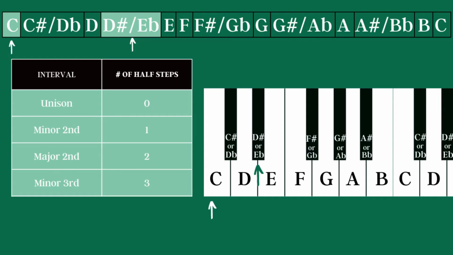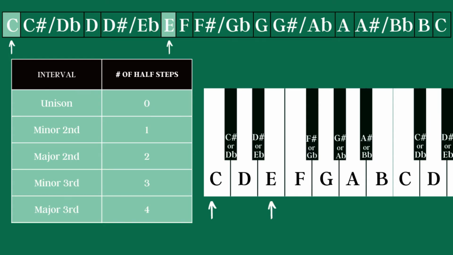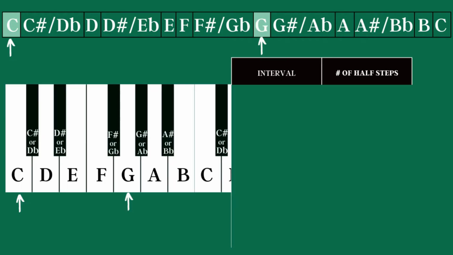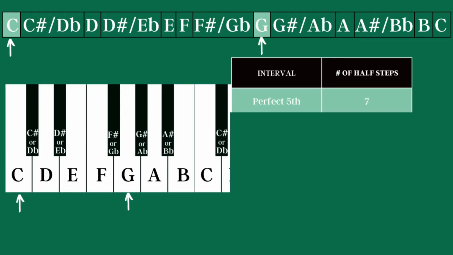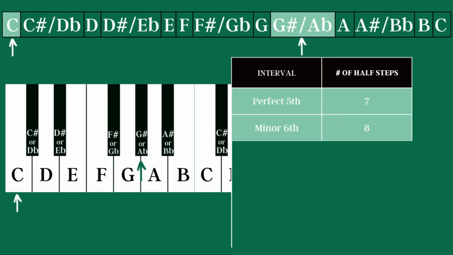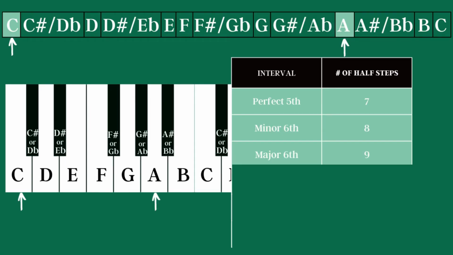3 and a half steps is a minor third. 4 and a half steps is a major third. 5 and a half steps is a perfect fourth. 7 and a half steps is a perfect fifth. 8 and a half steps is a minor sixth. 9 and a half steps is a major sixth.